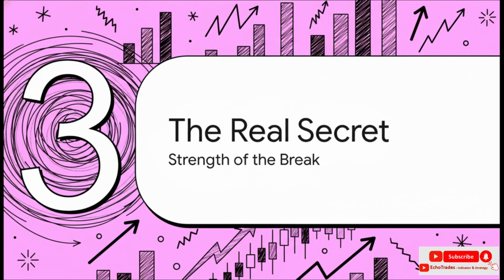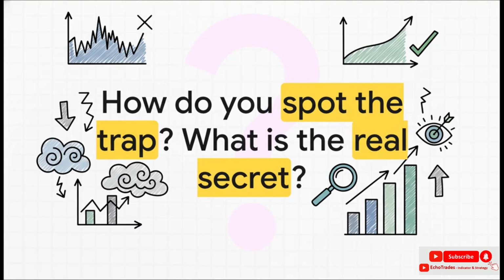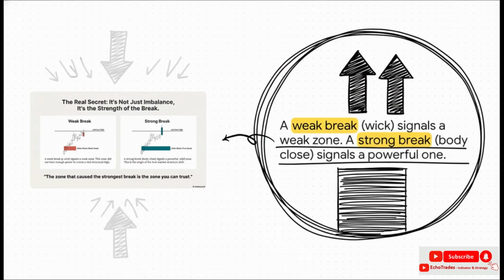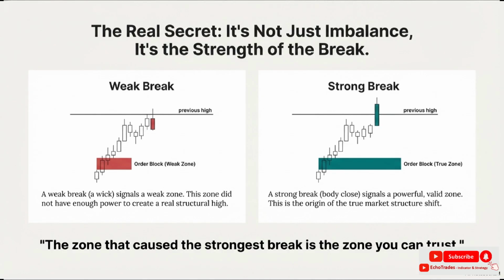Okay, so we know these two types of zones exist. But that's the easy part, right? The real key, the trick, is spotting the trap in real time as it's happening. And luckily for us, the market gives us one really clear signal to look for. So what is it? What's that one telltale sign? How can you look at two potential zones and know, with confidence, which one is the trap and which one is the real deal? And here's the answer. It's honestly simpler than you might think. It is all about the strength of the break. So look at this. On the left, you've got a weak break. See how the price just barely pokes above the previous high with the wick?